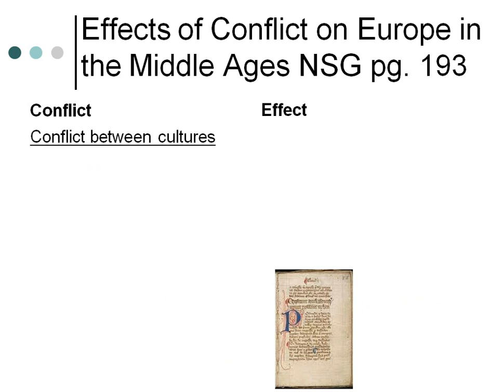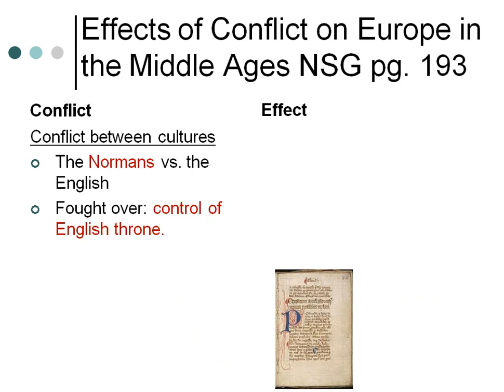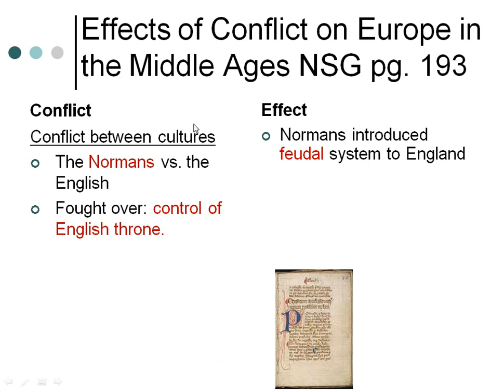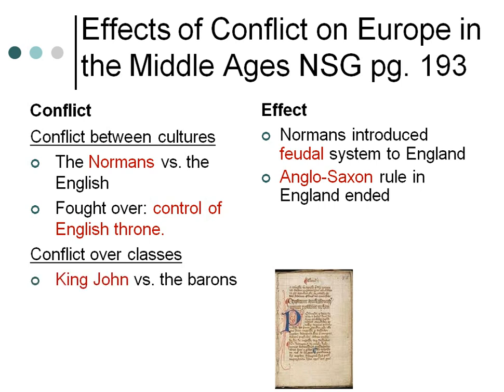The next conflict is a conflict between cultures. The Normans and the English fought for control over the English throne. The effect of this is Normans introduced a feudal system in England, and also Anglo-Saxon rule in England ended at this time.